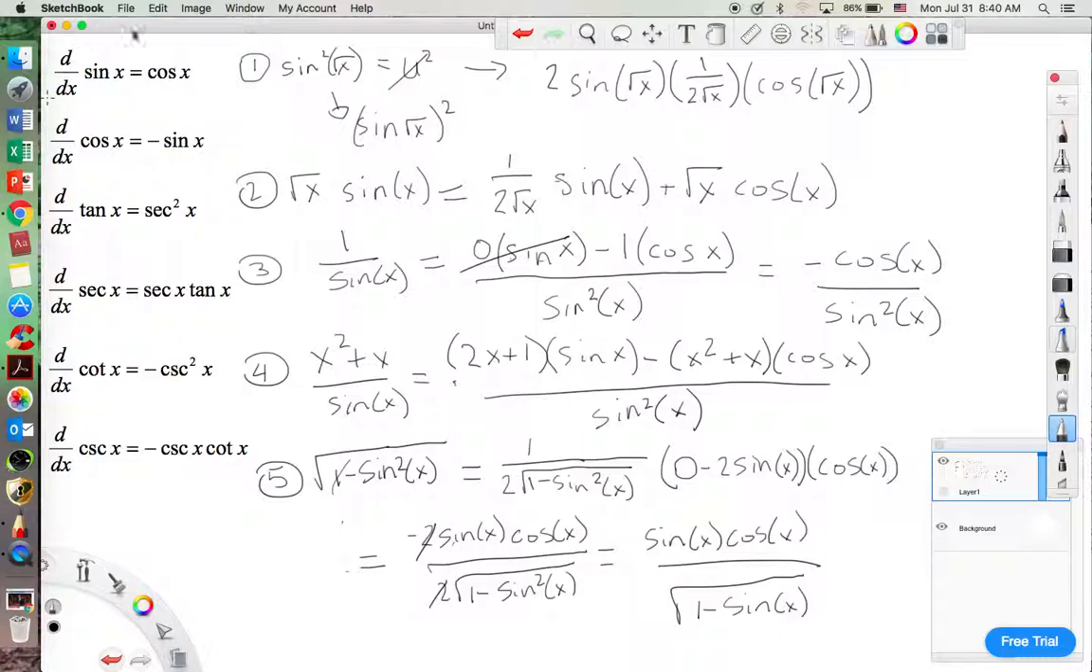Again, it's easiest to just memorize at least these first three derivatives of trigonometric functions, and then we need to apply the basic rules of derivatives all the same, even though we're dealing with trigonometric functions.